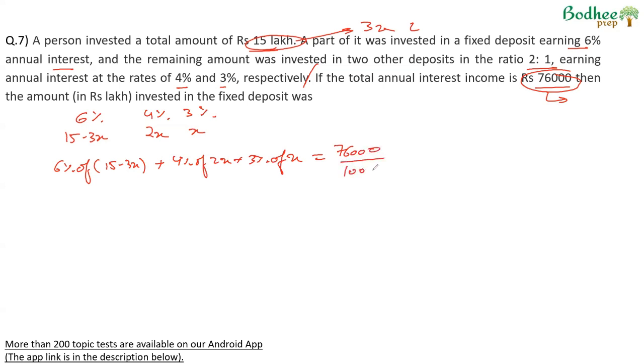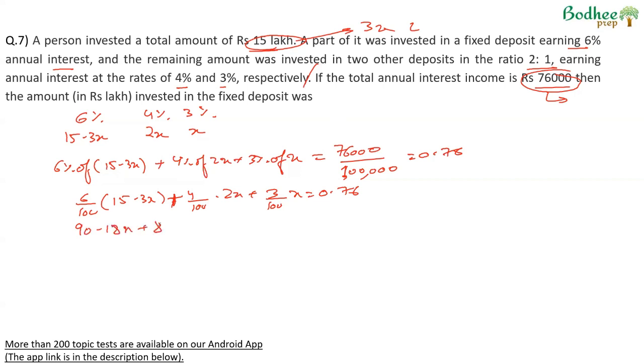So we convert it into lakh because we are taking the principal in lakh. This becomes 0.76 lakhs. So this becomes 6 by 100 into 15 minus 3x plus 4 by 100 into 2x plus 3 by 100 into x is equal to 0.76 multiplied by 100. 6 5s are 90 minus 18x plus 8x plus 3x is equal to 76, so minus 18 plus 11 minus 7x, 14 is equal to 7x. x is equal to 2.